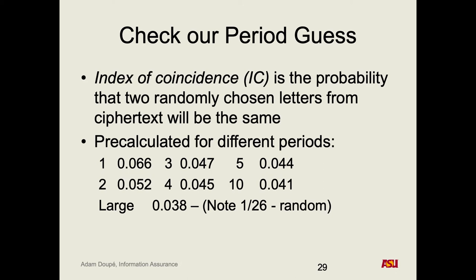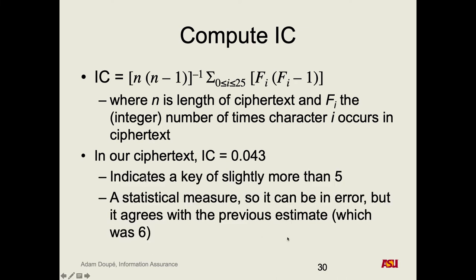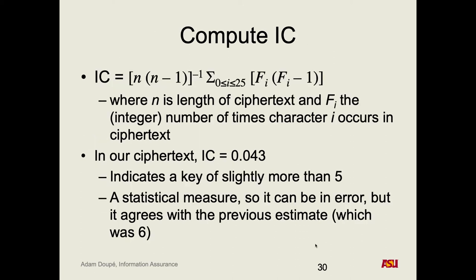So this is another way we could double check in multiple ways. For our ciphertext, the index of coincidence is 0.043, which is a little bit above 5, but you can see these measures are very close to each other. So this is why you need to keep double checking. It indicates a key maybe slightly larger than 5.